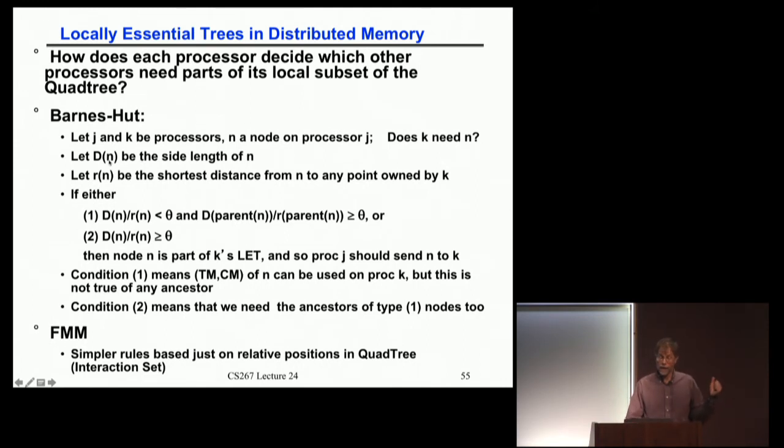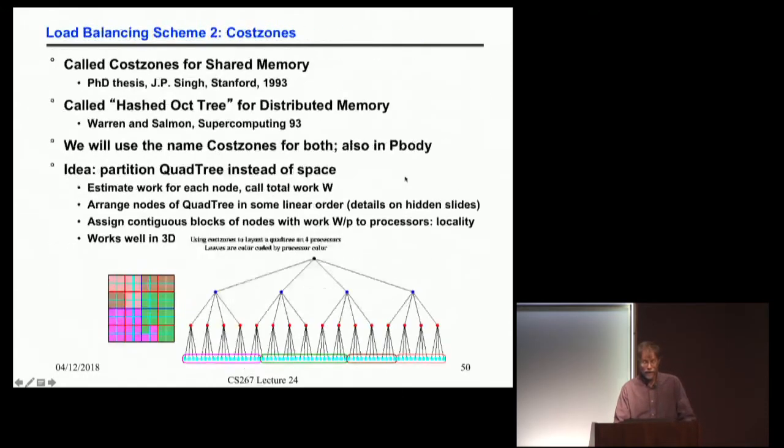How does processor J make that decision? Well, it owns the node, so it knows how big it is. It also knows what processor K owns, so it can measure the shortest distance from its node to any point owned by K. Because remember, I have built this data structure here.